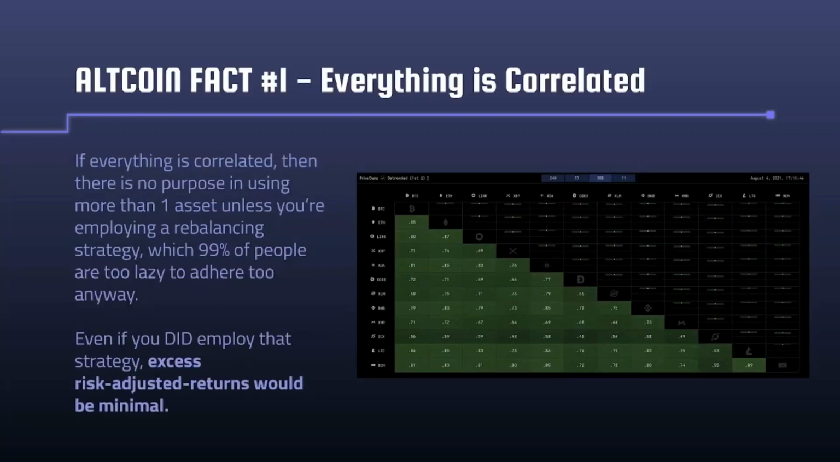So altcoin fact number 1. Fact, everything is correlated. Now, if everything is correlated, then there is no purpose in using more than one asset, unless you're employing a rebalancing strategy, which 99% of people are going to be too lazy to adhere to anyway. That includes me. Even if you did employ that strategy, risk-adjusted returns would be minimal.